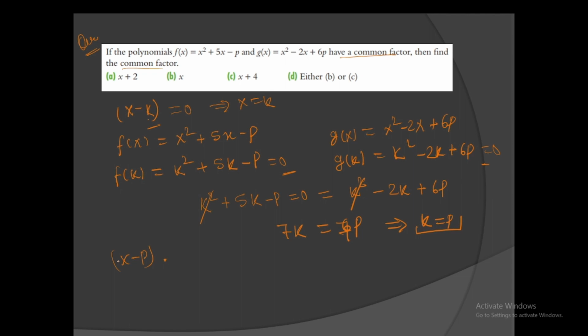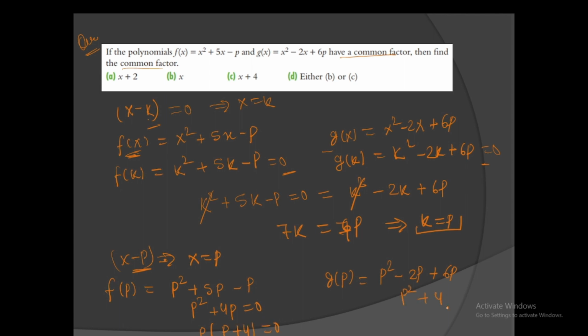Okay, fine. So now again we will do the same thing, because if it is a factor, then putting the value of x equal to p, it will turn out that f of p equals 0 and g of p equals 0. So f of p will be how much? It will be p square plus 5p minus p, and g of p will be how much? It will be p square minus 2p plus 6p. So from over here we get that p square plus 4p equals 0. From over here we get the same thing only.